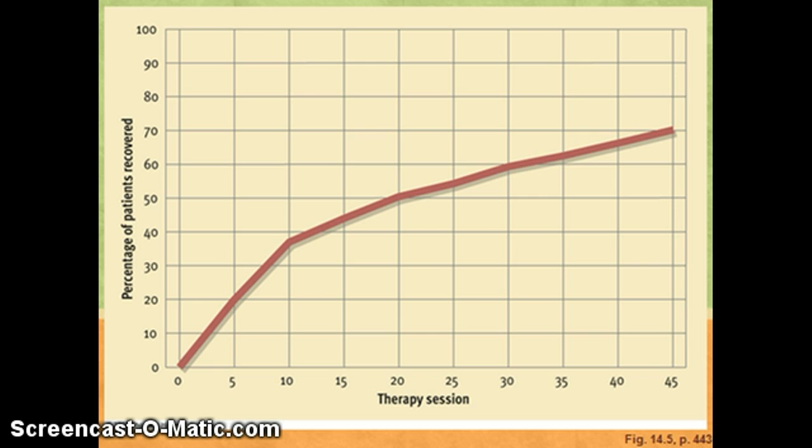As you can see from this chart in your textbook, most people are starting to feel better relatively quickly. You can see the steep curve from the first session all the way to the 10th session, and then most people continue to experience gradual improvement over time. However, insight therapies are not effective for everyone.